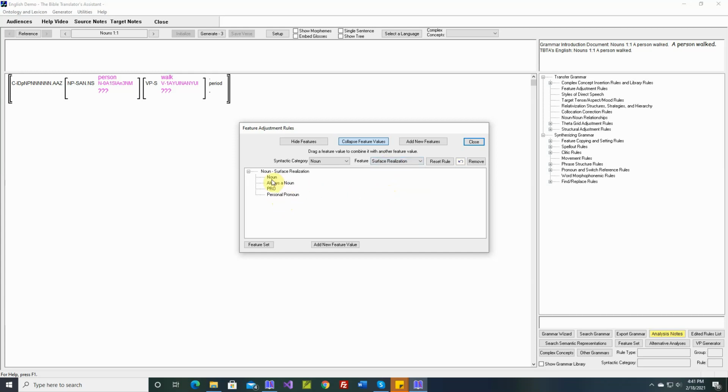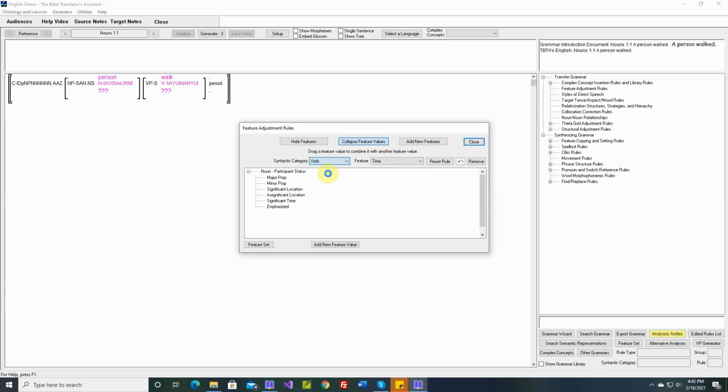Surface realization. Noun, always a noun. Okay, always a noun is reserved for verses like John 1:1. In the beginning was the Word, and the Word was with God, and the Word was God. We don't want to say in the beginning was the Word, and it was God, and it was with God. We want Word, Word, Word. So we need that value. Big pro, that's a linguistic term, syntactically active but phonetically null, and personal pronoun. We need all of these, so we won't change those. Participant status, we don't want to collapse these.